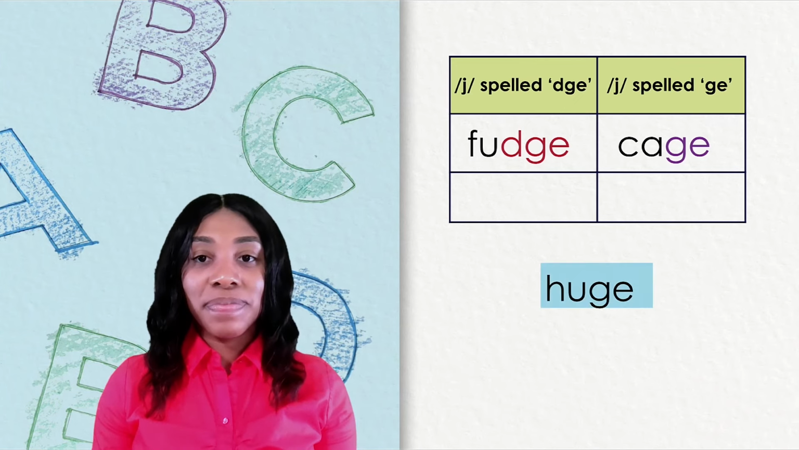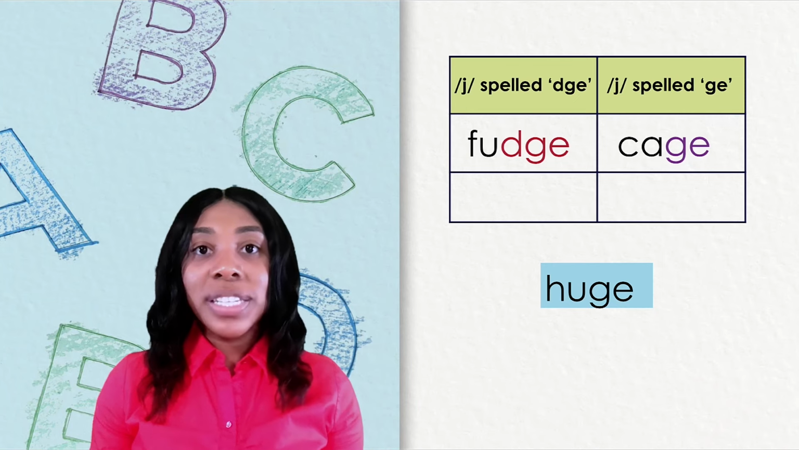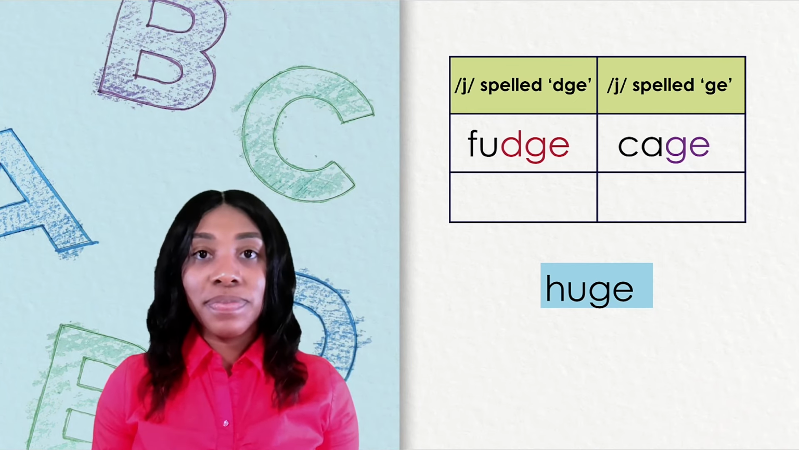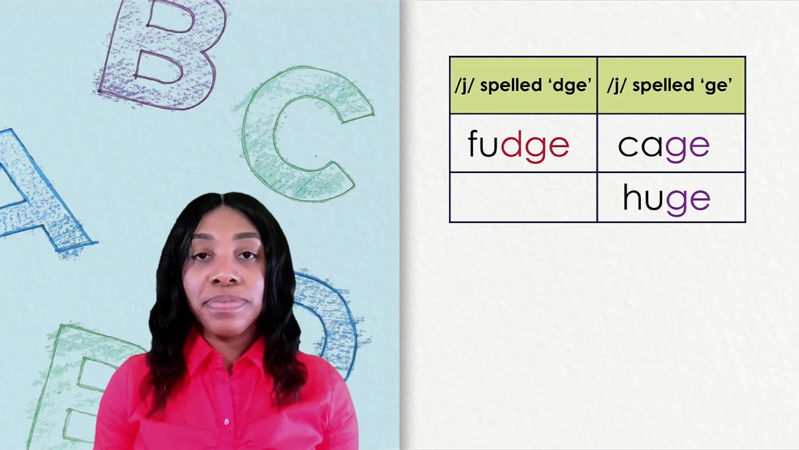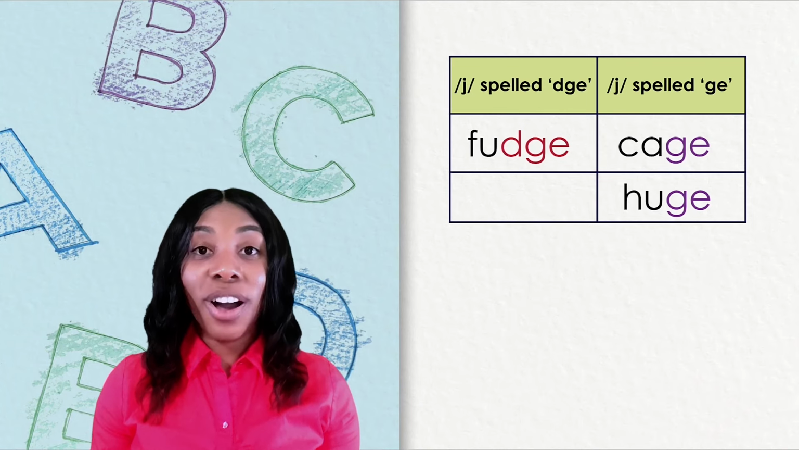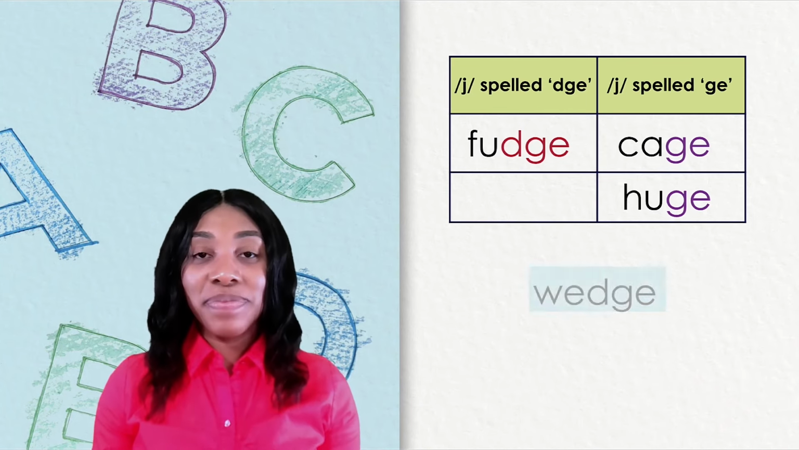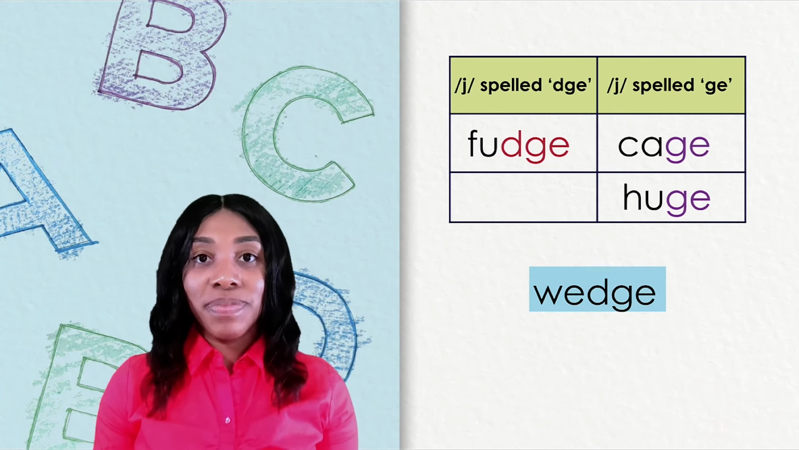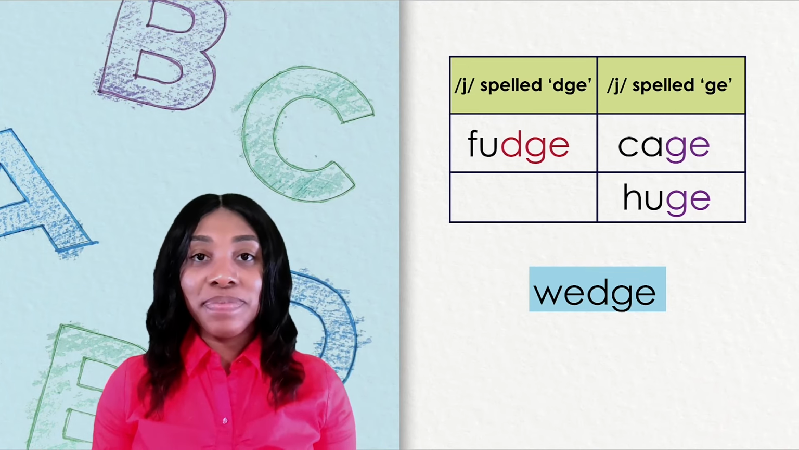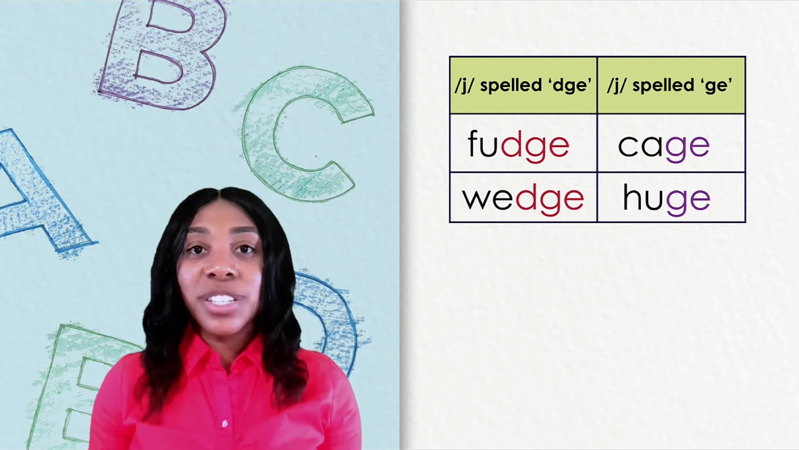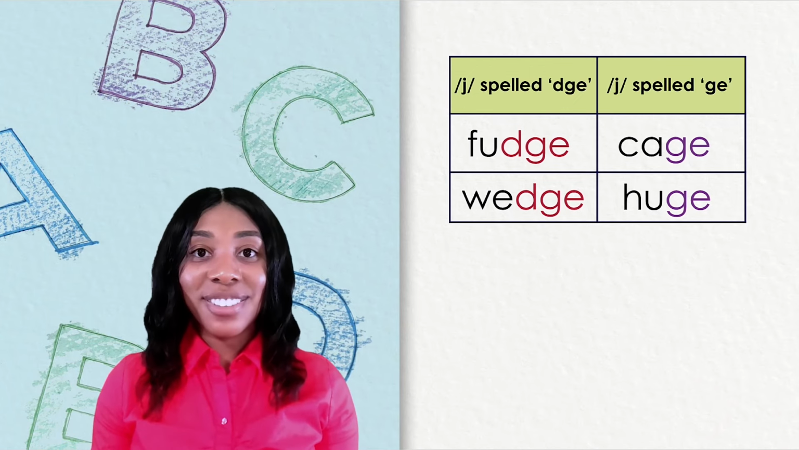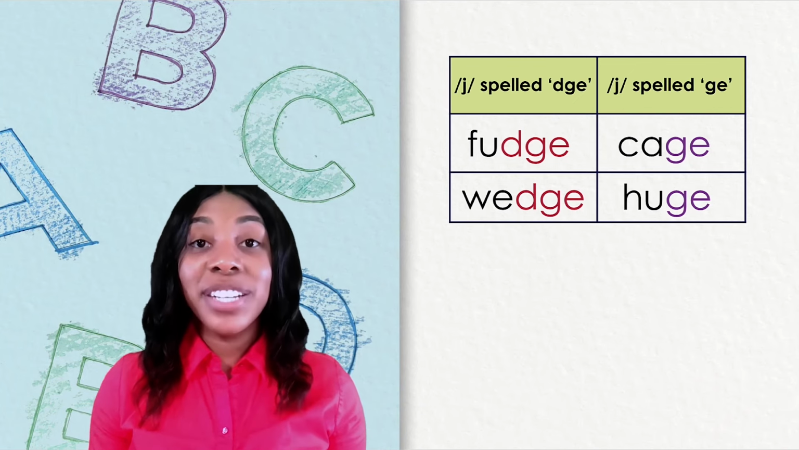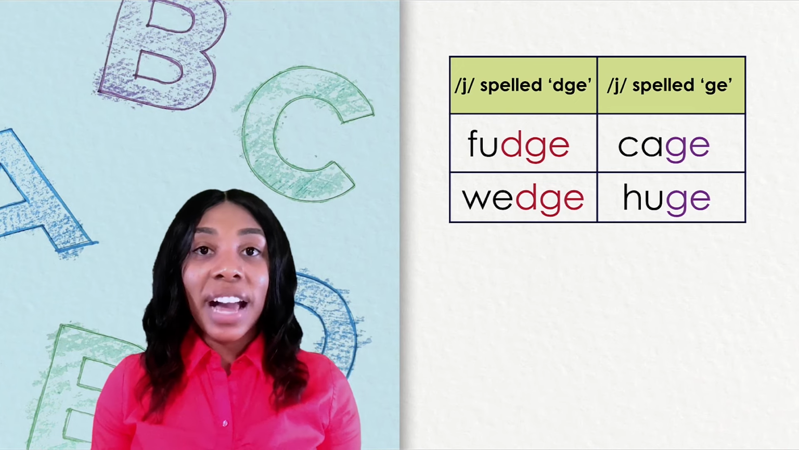Let's see if the rule still works. We have the word huge. What spelling do you see for the J sound? We have a GE. Before the J sound, did we have a short or long vowel? We have a long U. All right, let's try our last word. We have the word wedge. What spelling did you see for the J sound at the end? D-G-E. Do we have a short or long vowel before the J sound? We have a short vowel. Our rule works. As you can see, if we have a short vowel, we will put DGE. And if we have a long vowel before the J sound, we will place GE at the end.